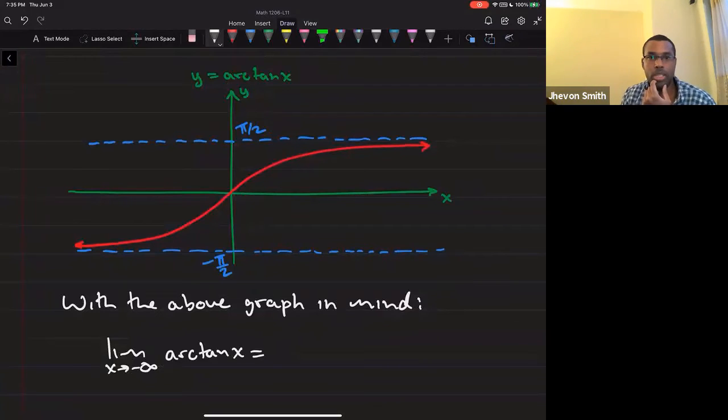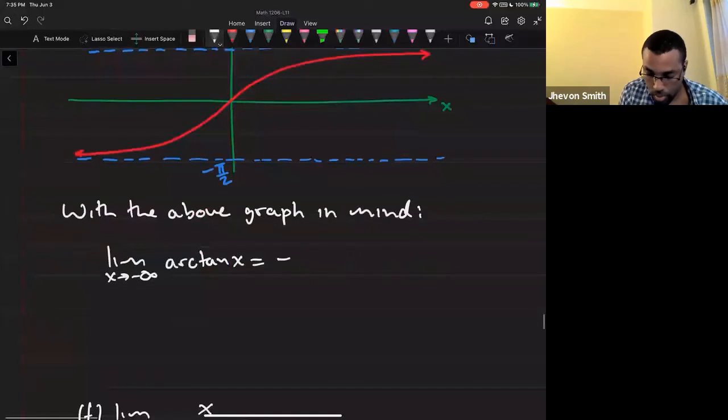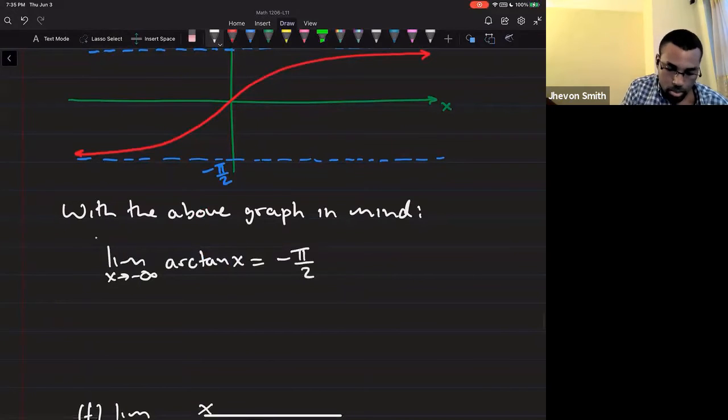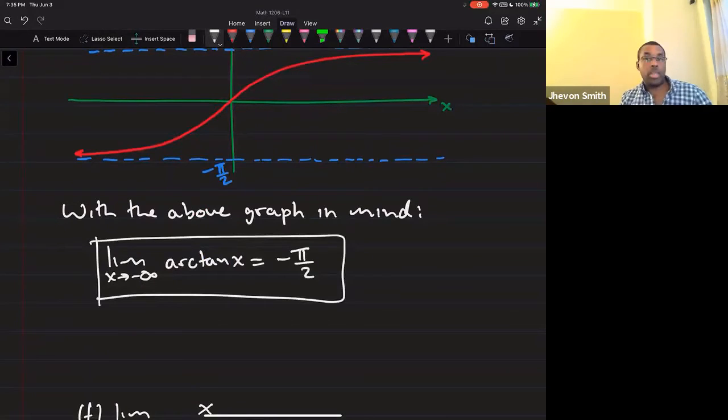Well, what's the limit as x approaches negative infinity? Negative pi over 2. It's kind of something that you can just know now. The limit as x approaches infinity is going to be positive pi over 2. Limit as x approaches negative infinity, negative pi over 2. You should also know that arctangent at x equals 1 is going to be pi over 4, because sine of pi over 4 and cosine of pi over 4 are the same value. The tangent would output 1, therefore the arctangent of 1 would output pi over 4.